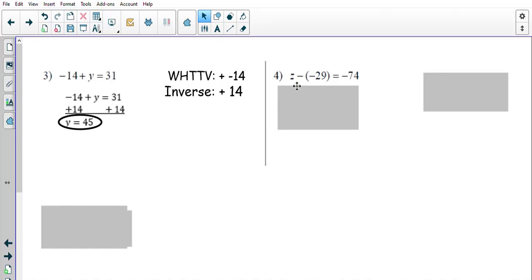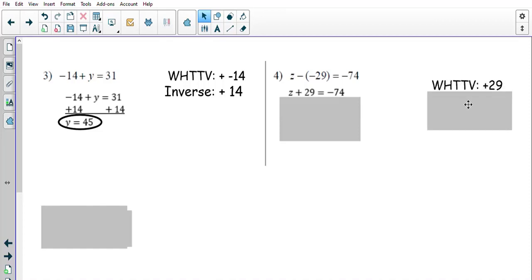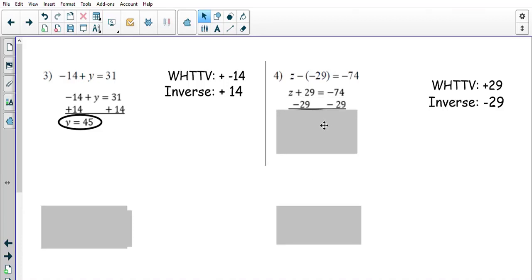In number 4, I really do suggest adding the opposite. So rewriting this as z plus 29 equals negative 74. So what's happening to the variable is add by 29. Now, if you have minus a negative 29, that's okay. Your inverse should still be the same, either subtract 29 or add a negative 29. So you're going to notice I subtracted 29 from both sides. It'll cancel out here.